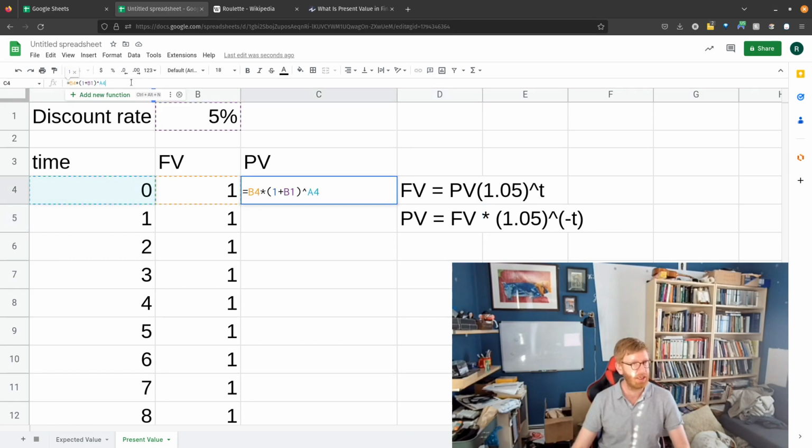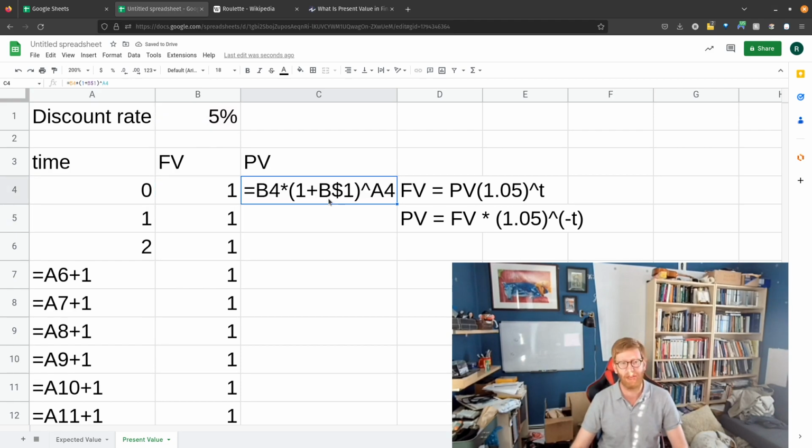So let's take this, and I'm going to add a dollar sign here, and a dollar sign here. Whoops, actually, I don't want the dollar sign here. I just want the dollar sign for the interest rate. Let me show you the formula. That dollar B, $1, means that when we copy this formula down, the B4 and the A4 are going to become B5 and A5, but the B1 stays B1.